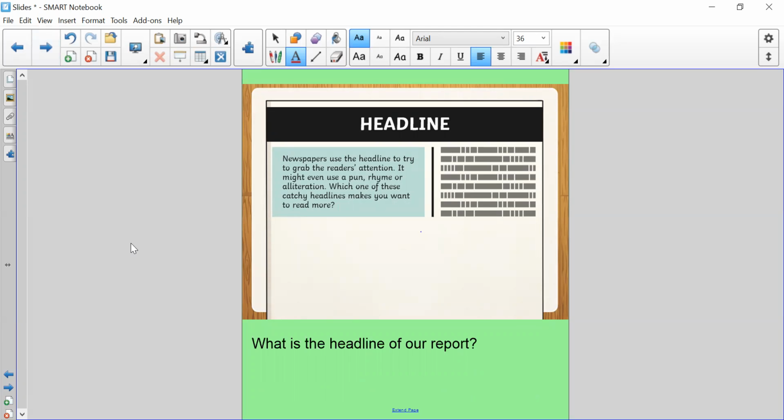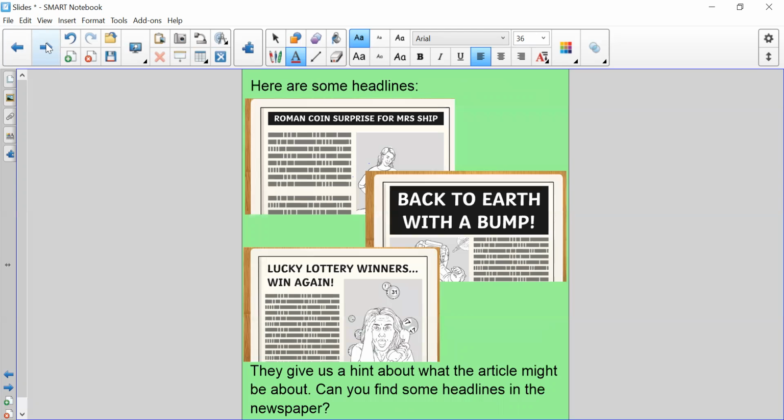So newspapers use the headline to try to grab the reader's attention. It might even use a pun, rhyme or alliteration. Which one of these catchy headlines makes you want to read more? So on the next couple of slides, there are a few headlines for you to have a look at. If you want to gather some more headlines off the internet or from a newspaper at home, that would be really useful. And have a think, what is the headline of our report?